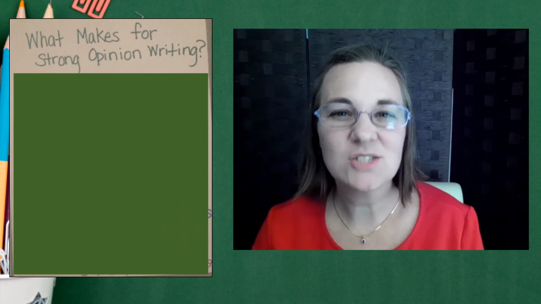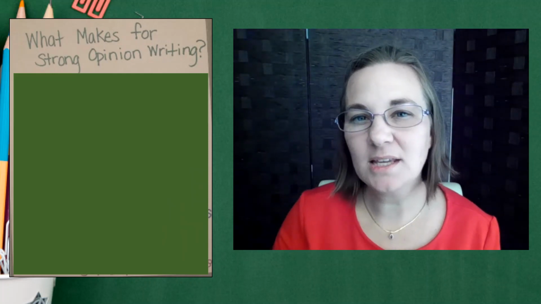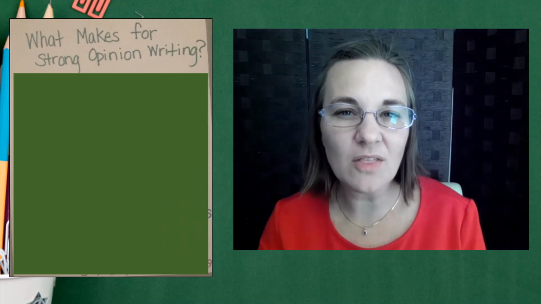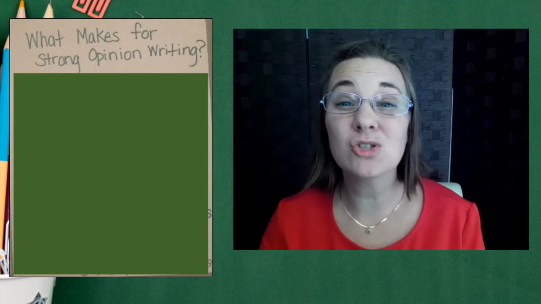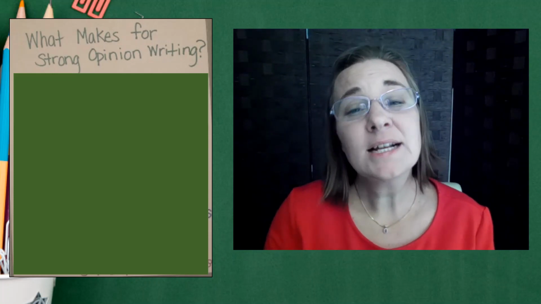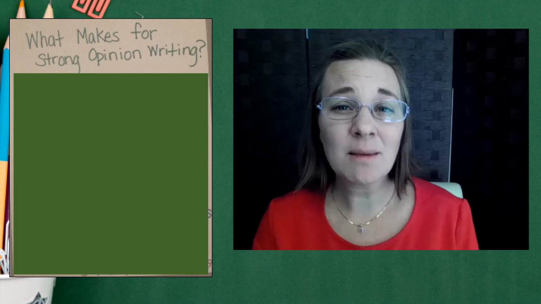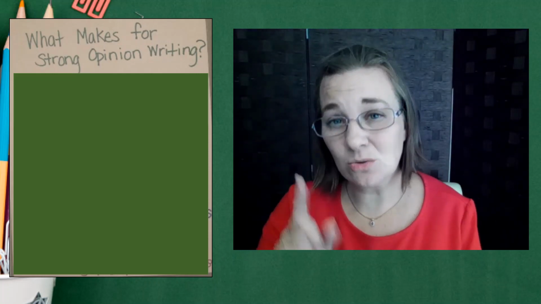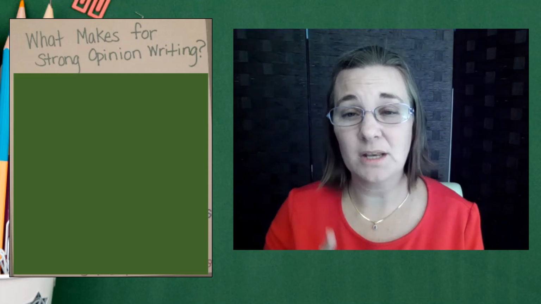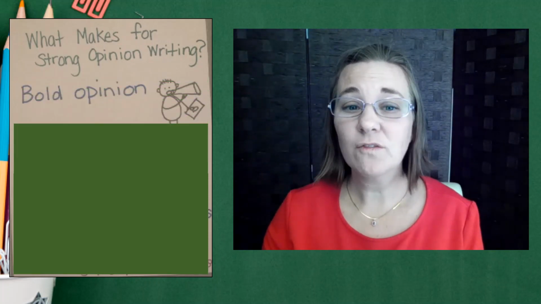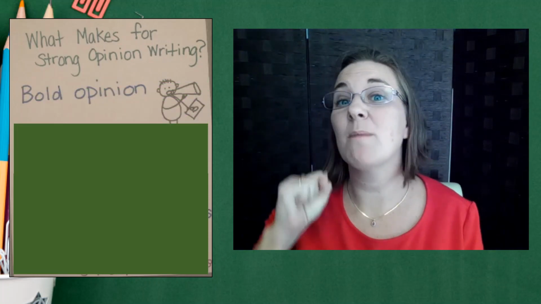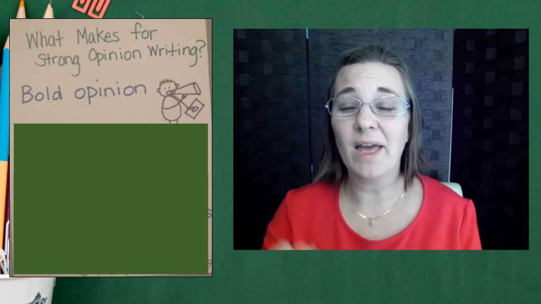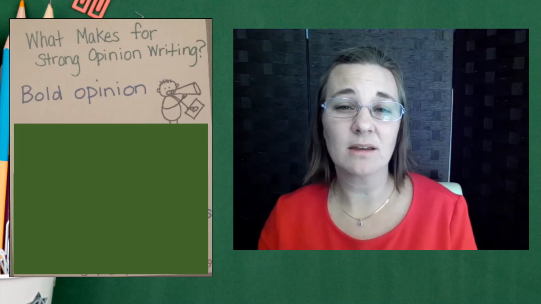Yesterday, we had the chance to examine a couple of opinion writings and talk about the things that we saw the authors do that made for good, strong opinion writing. I took the things that you noticed and I made them into an anchor chart to help us out. Here are some of the things that you noticed good, strong opinion writers do. First, they start with a bold opinion. So they tell us right away what their opinion is about the topic.